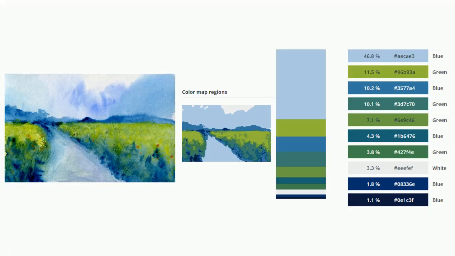So, how to think about color? One of the ways I think about it is in terms of the proportions of color. So not just the actual colors you're using, but also what proportion are you using those colors in? So is your painting dominated by blue, for example? This painting, you can see one of my older watercolor paintings. It's dominated by blue and green.